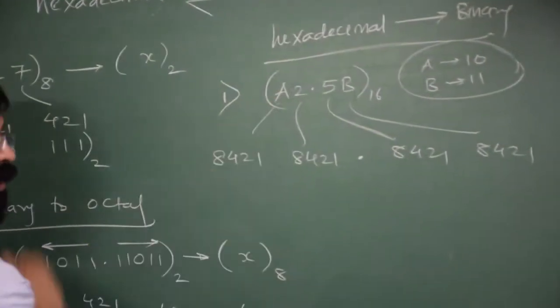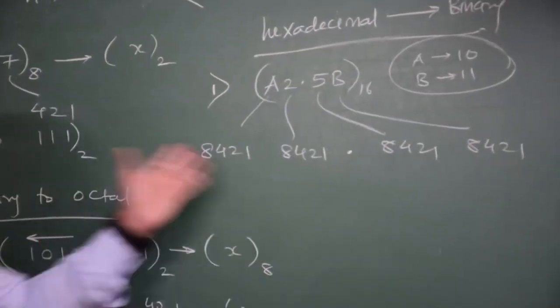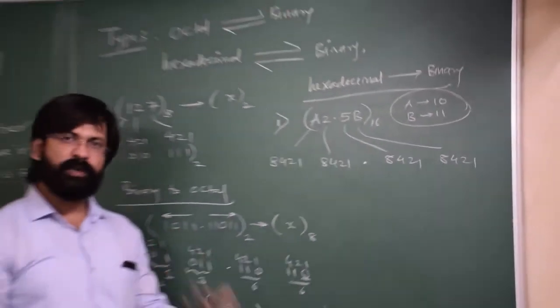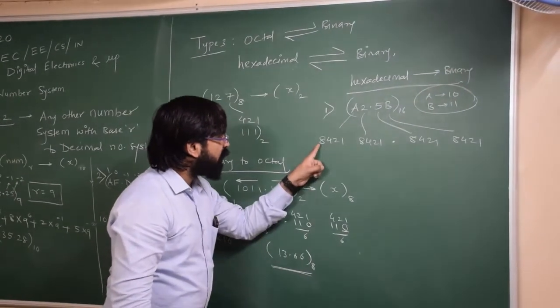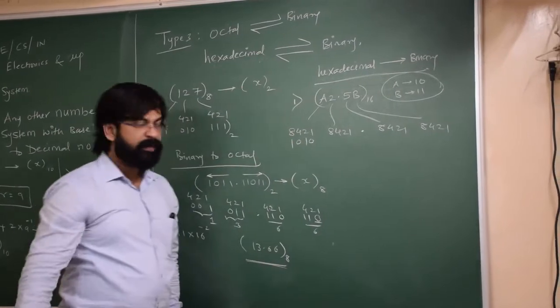So consider A as 10. If I have to represent 10, I don't find 10 in 8 4 2 1. So you have to sum up some digits so as to get 10. How do I get 10? I know that 8 plus 2 is 10. So below 8 and below 2, write 1. Other bits are 0.